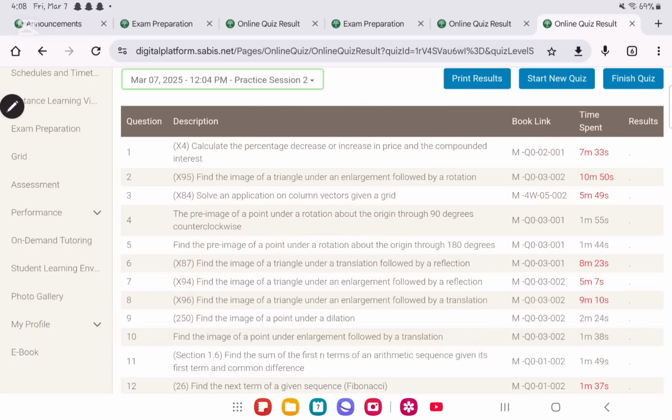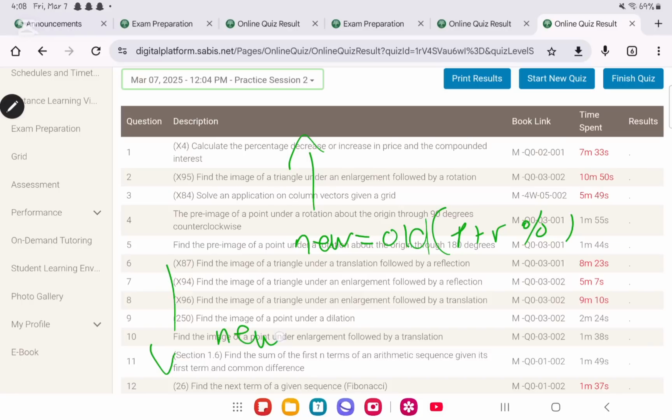Now, the next two equations are about increase and decrease. For an increase in price, new is equal to old times 1 plus the percentage. If it's a decrease, then new is equal to old times 1 minus the percentage. Very simply, that is it.